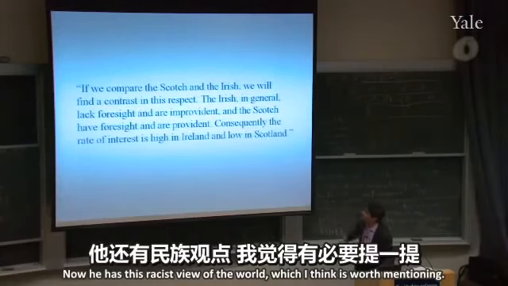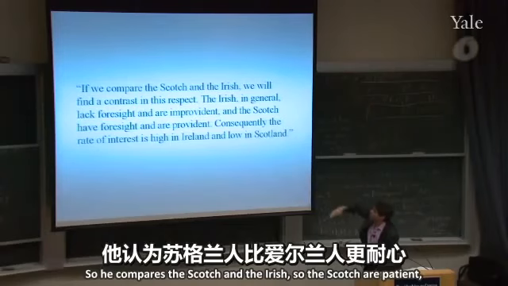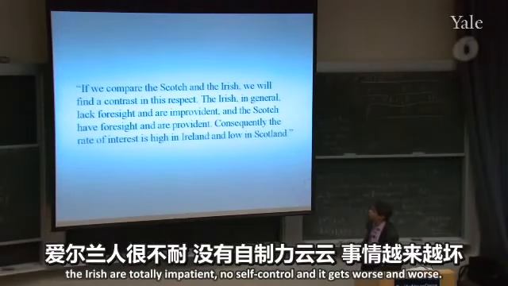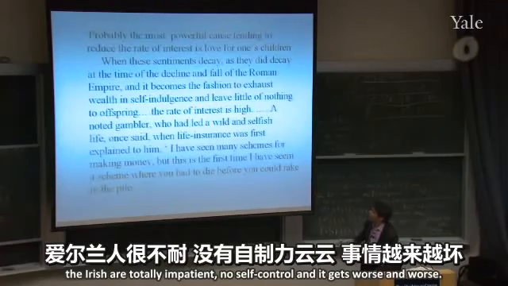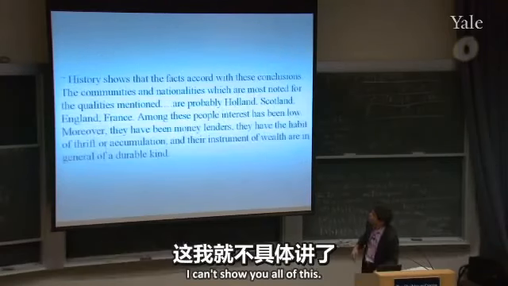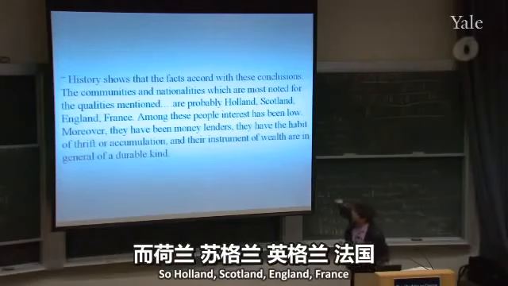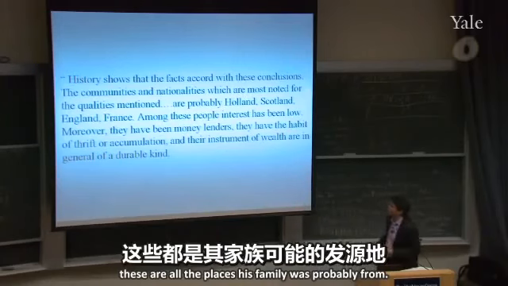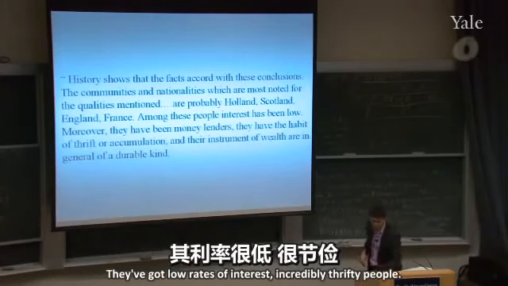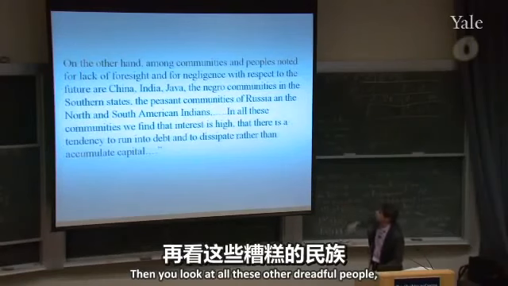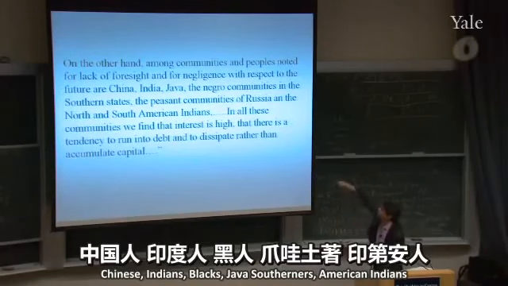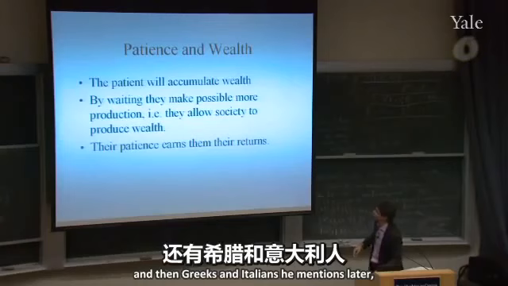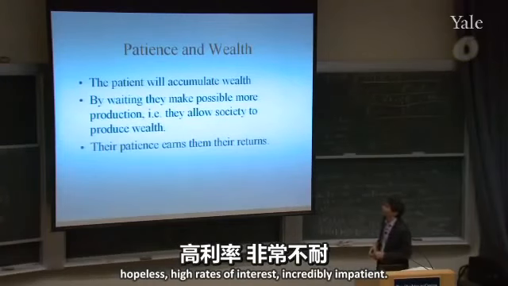And now he has this racist view of the world, which I think is worth mentioning. So he compares the Scotch and the Irish. The Scotch are patient, the Irish are totally impatient, with no self-control, and it gets worse and worse. I can't show you all this. Holland, Scotland, England, France, these are all the places his family was probably from. They're incredibly patient, they're wonderful, they've got low rates of interest, incredibly thrifty people. Then you look at all these other dreadful people, Chinese, Indians, blacks, Java Southerners, American Indians, and then Greeks and Italians he mentions later: hopeless, high rates of interest, incredibly impatient.